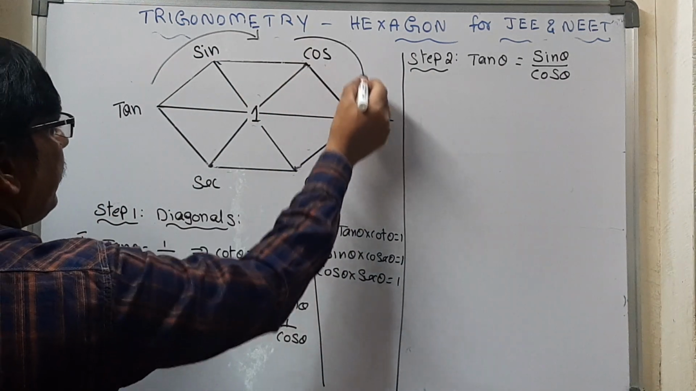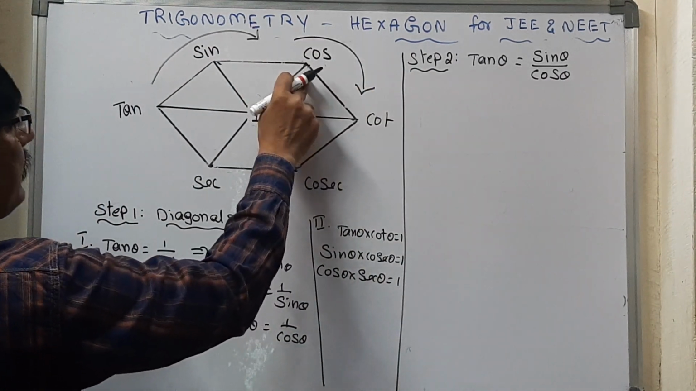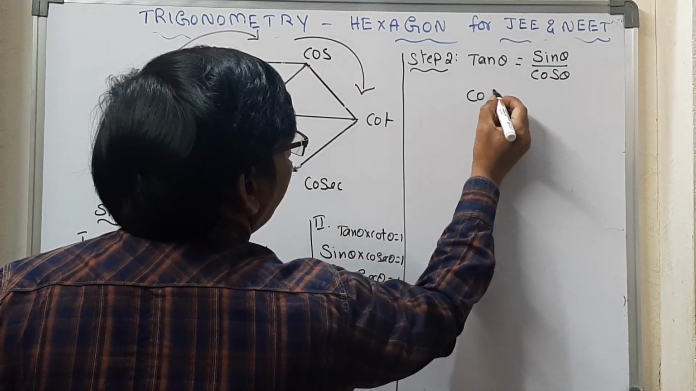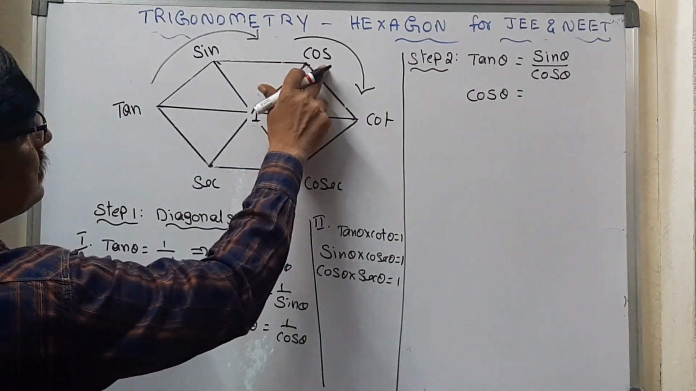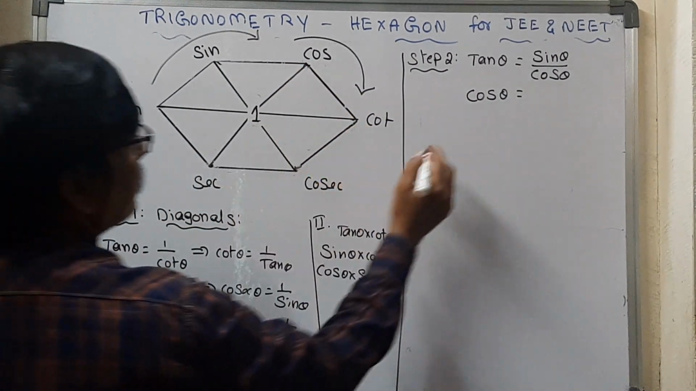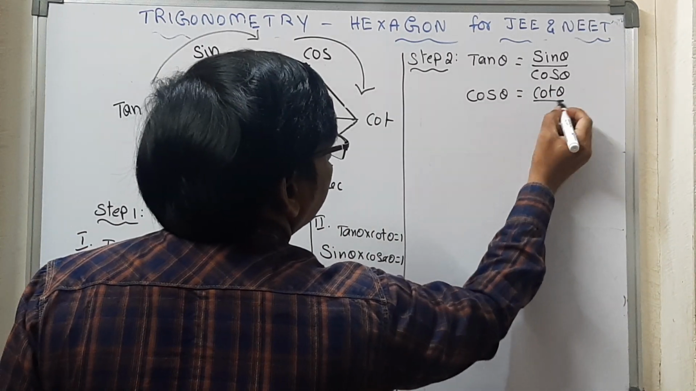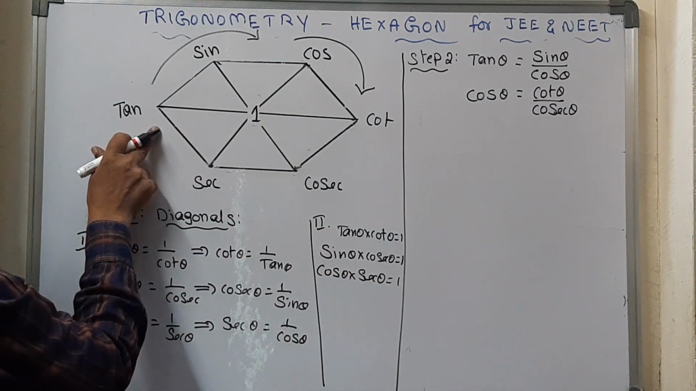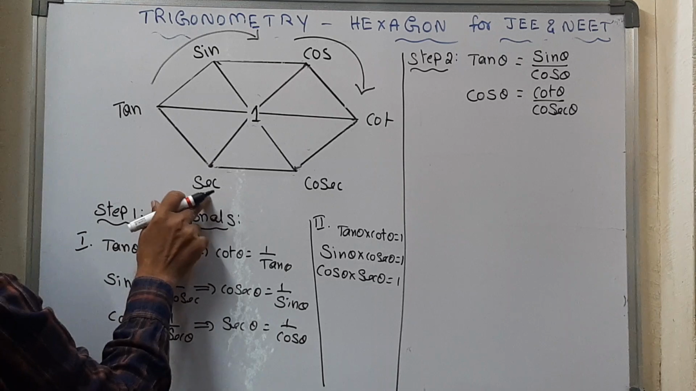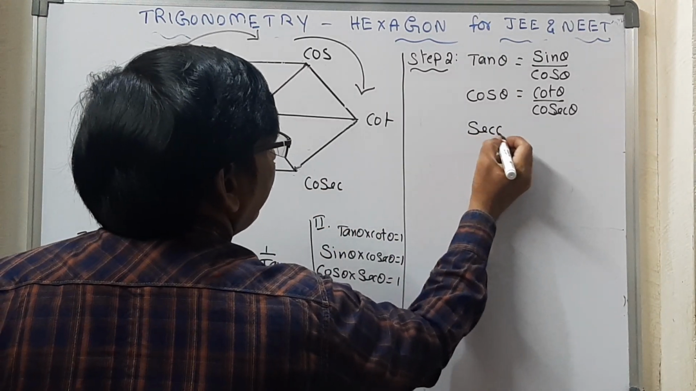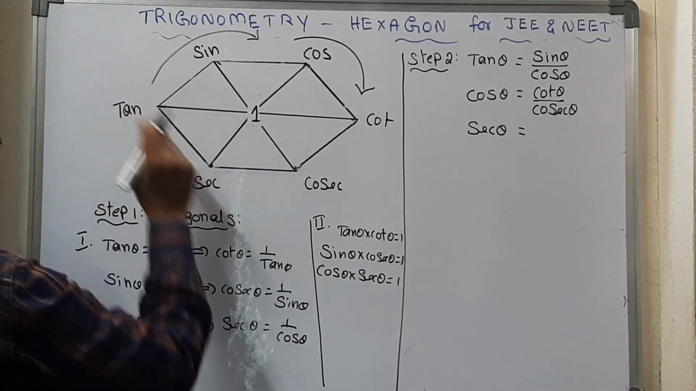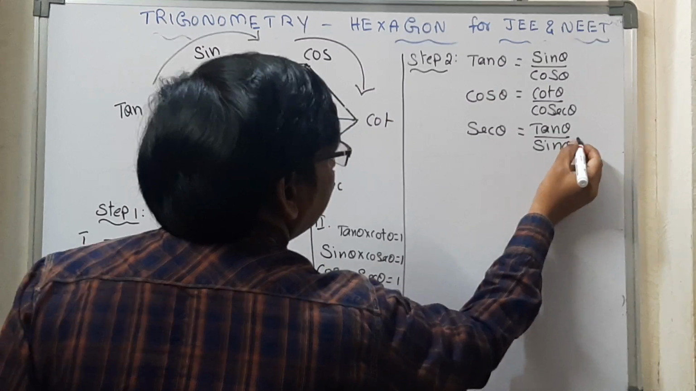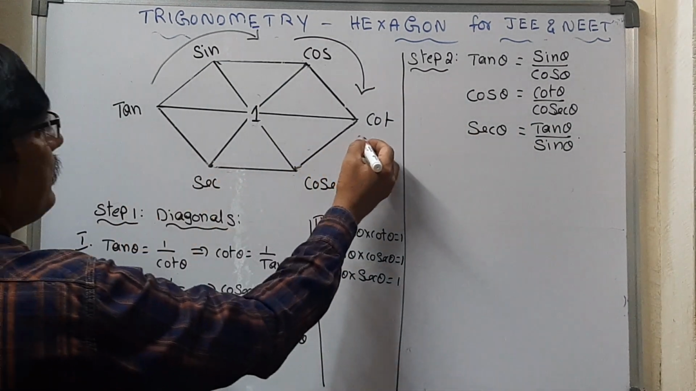Now let's go here, and I am taking randomly, you can take any. Cos theta, right from here: cos theta is equal to cot theta by cosec theta. Okay, right, you take randomly. This one I have completed, so let us take secant theta. Secant theta, then what will we get? Tan theta by sin theta. Got it? In step 2, we have taken clockwise.